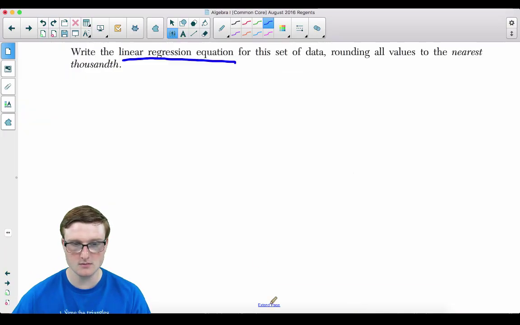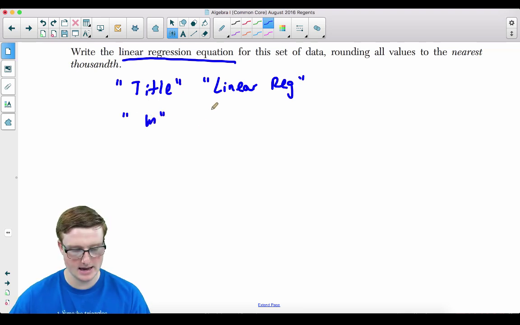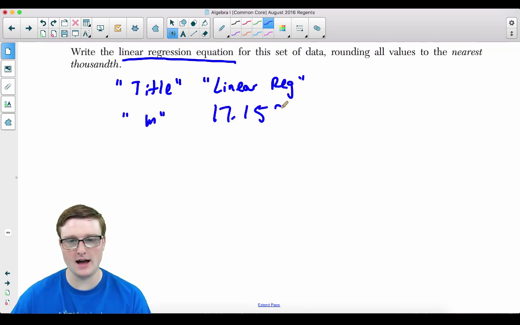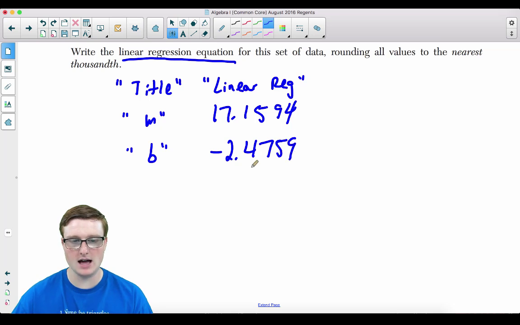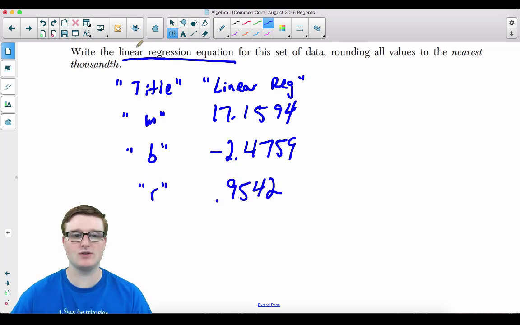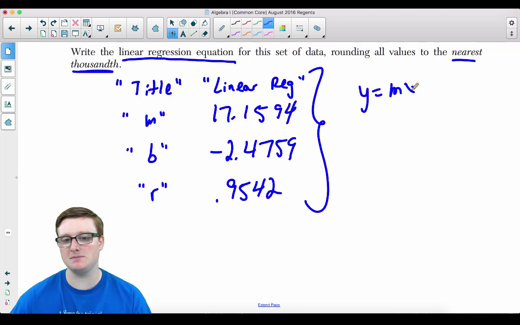So, I am going to write the title. We are working with linear regression. Your M is 17.1594. Your B value is negative 2.4759, and your R value is 0.9542. Now it says round all values to the nearest thousandth. So remember, we're trying to plug this into Y equals MX plus B.